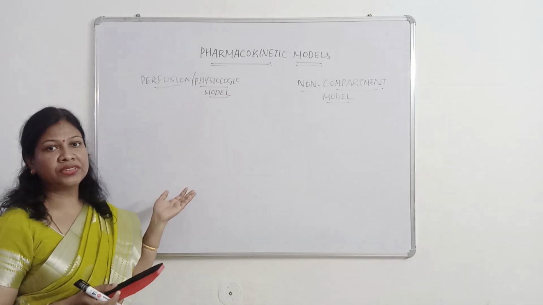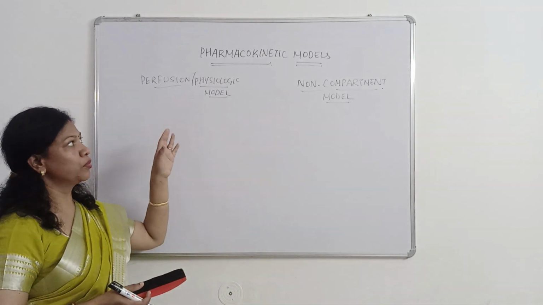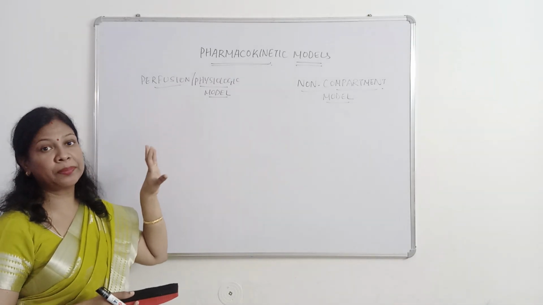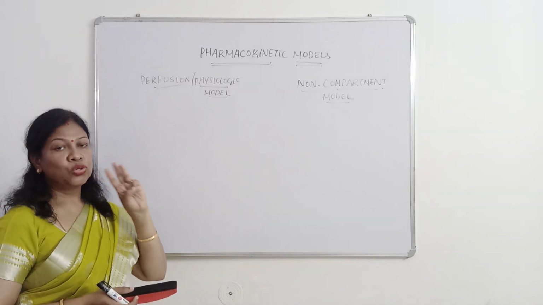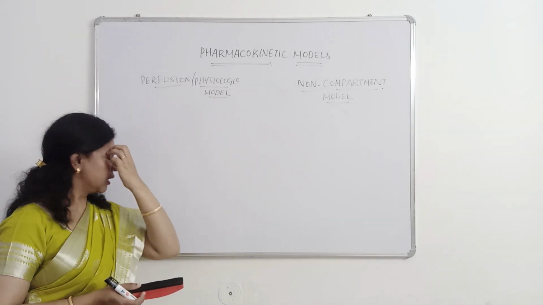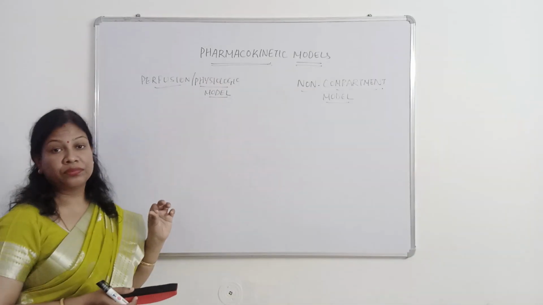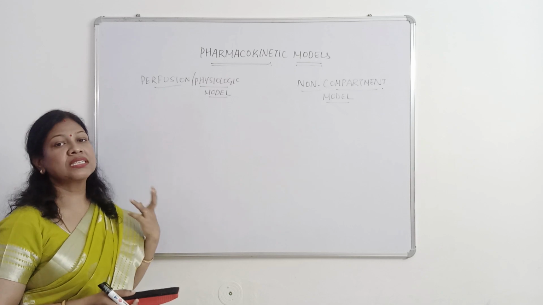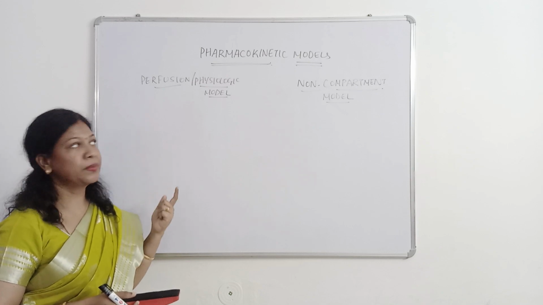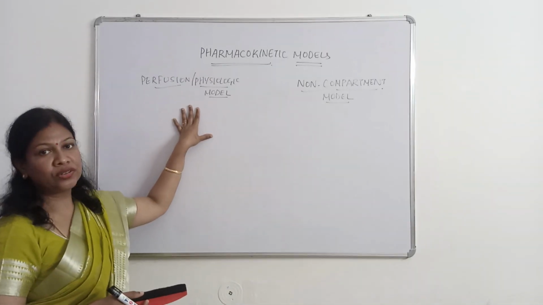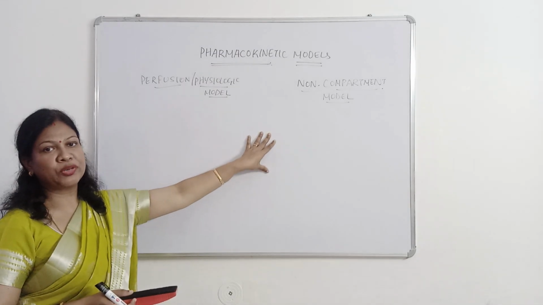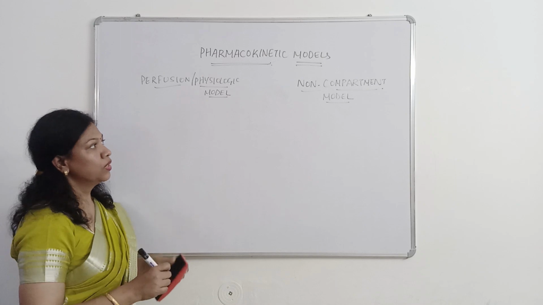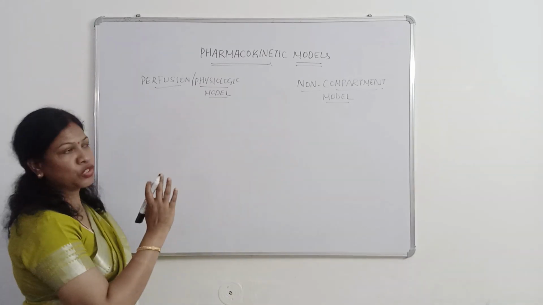In the previous video we were discussing the pharmacokinetic model, that is, the compartment model. I explained that there are three pharmacokinetic models by which we can determine the drug concentration present in the body: the compartment model, the perfusion or physiologic model, and the non-compartment model. We already discussed the compartment models in the previous video. Now we will discuss the next two models.